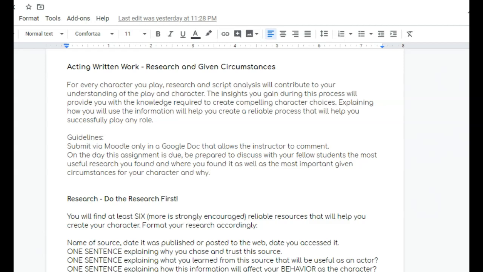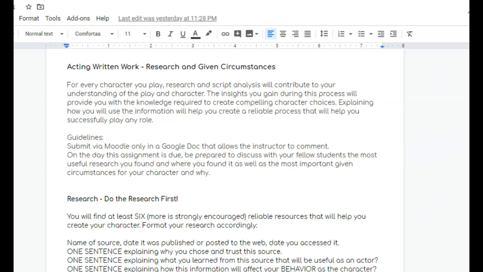Let me be clear, as you probably heard me say before, that this research in given circumstances and the script analysis work is preparation. There are some artists who claim that they don't prepare, they just show up and they're inspired. That's really lame. None of this work that you do is going to prevent you from being an artist and from working from impulse or whatever. It's simply going to inform your process.